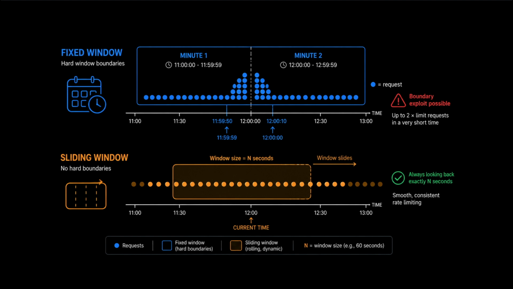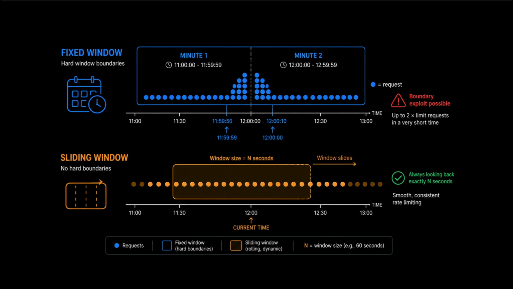What if someone sends 100 requests at 11:59:59 and another 100 at 12 o'clock 1 second? Technically, both are within their respective windows, but you just got 200 requests in 2 seconds. That's a boundary exploit. Sliding window fixes this by making the window roll continuously. Instead of how many requests in this clock minute, it's basically how many requests in the last 60 seconds from now. The window slides with time.